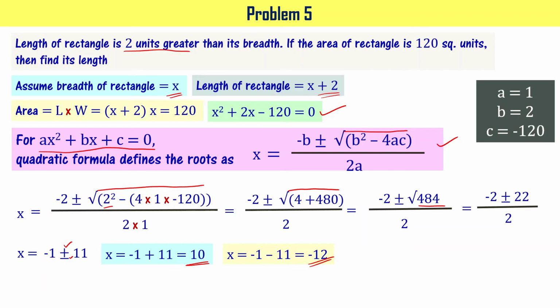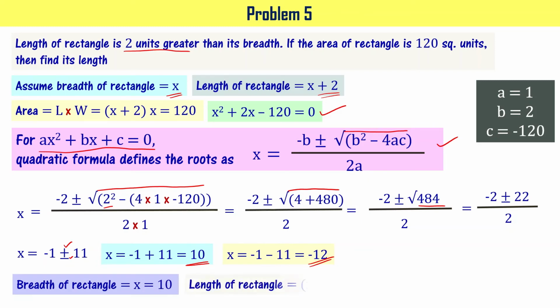It means breadth of the rectangle is 10 units and length is going to be 10 plus 2, that is equal to 12 units. So their product is 120, right? This is what we are asked to do.